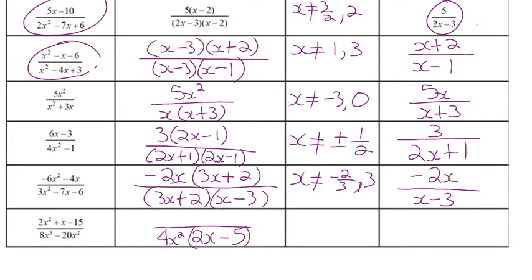8x cubed minus 20x squared. Okay, so what do I think one of the factors of this is? 2x minus 5. So what's the other factor going to be? x plus 3. Okay, let's check it out. 2x squared plus 6x minus 5x is plus 1x minus 15. Nice. Hey, we saved a little bit of work on having to do the factoring. Non-permissible values.